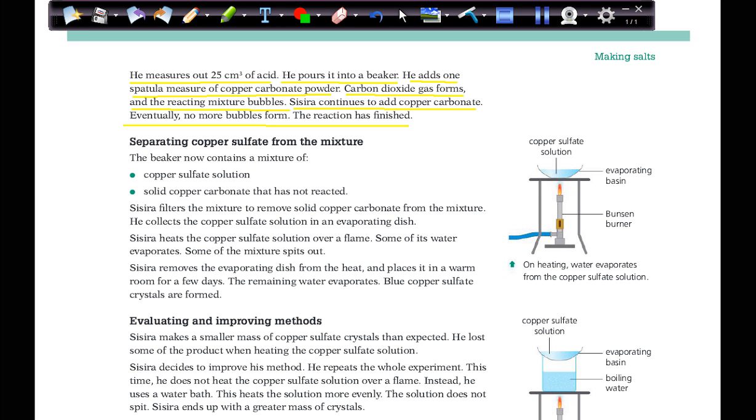First, inside the beaker, we have copper sulfate solution, and we have solid copper carbonate that has not reacted, like the residual amount. So Cicera filters the mixture to remove solid copper carbonate from the mixture. We mentioned previously, when we make salts, if we have unreacted solids in the mixture, we need to use the filtration method to remove the solid from the solution. And then second step, we need to evaporate the water from the solution to get the salt.